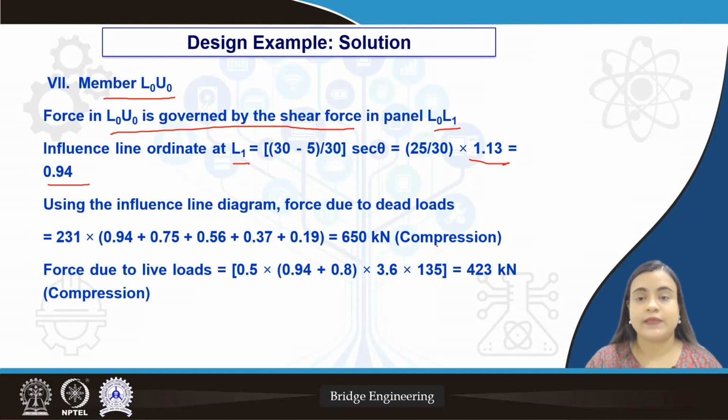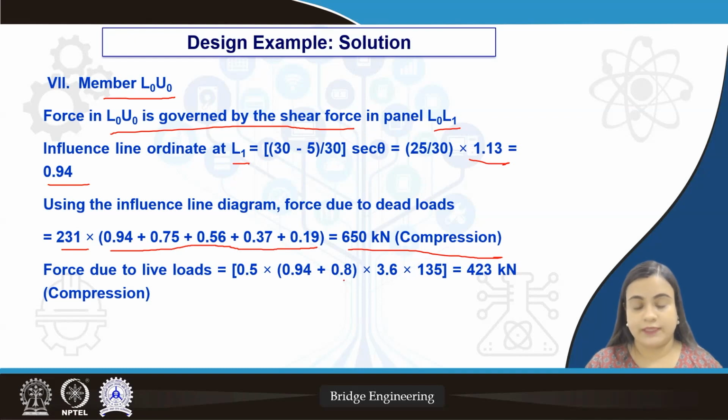Using the influence line diagram, force due to dead load can be obtained as 231 times 0.94 plus 0.75 plus 0.56 plus 0.37 plus 0.19. That is equal to 650 kilonewton in compression. Force due to live load will be obtained as 0.5 times 0.94 plus 0.8 multiplied by 3.6 times 135. That is equal to 423 kilonewton in compression.